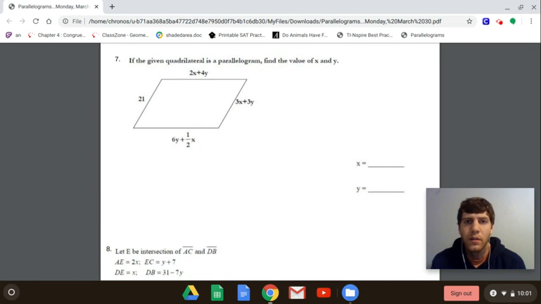For 7, you're just given sides, so we're going to use the fact that opposite sides are congruent to set up some equations and solve for x and y. That's the one I do want to go through together here.